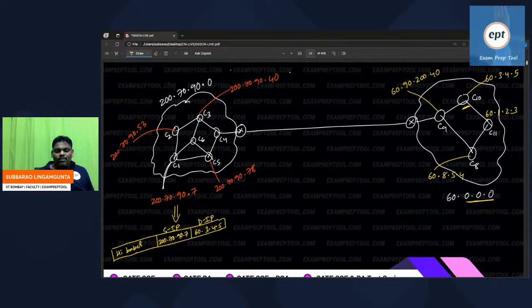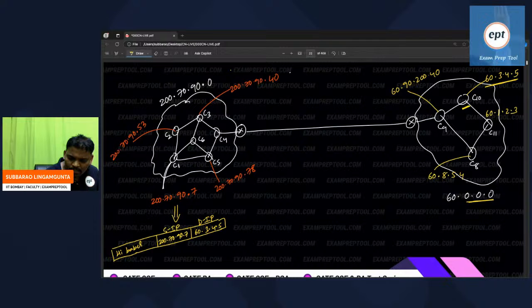Let's see this. C1 wants to send the message to C10. Now everyone observe, carefully. If you want to send to C10, you have to give the C10 IP. In the destination place you have to keep C10's IP, whichever IP it has. Then see how the data is going.